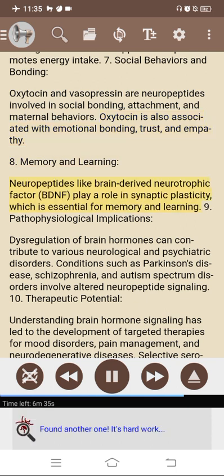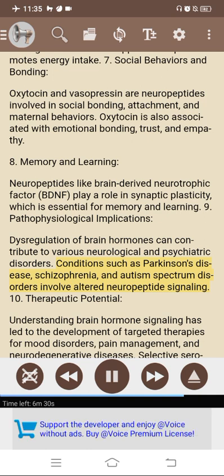8. Memory and learning. Neuropeptides like brain-derived neurotrophic factor (BDNF) play a role in synaptic plasticity, which is essential for memory and learning. 9. Pathophysiological implications. Dysregulation of brain hormones can contribute to various neurological and psychiatric disorders. Conditions such as Parkinson's disease, schizophrenia, and autism spectrum disorders involve altered neuropeptide signaling.